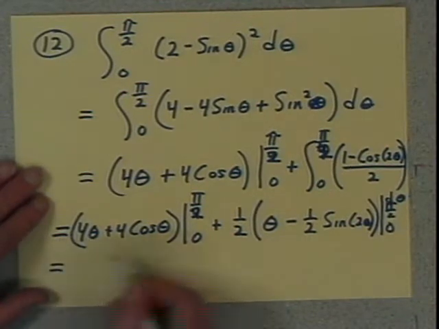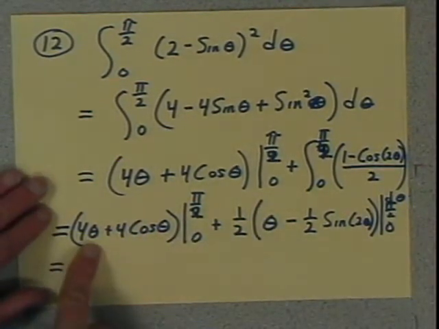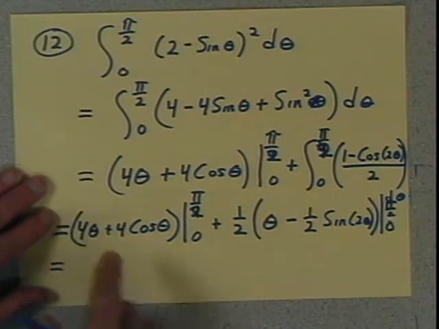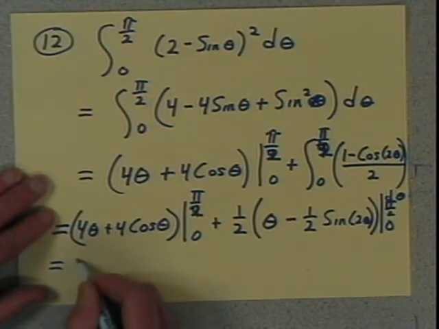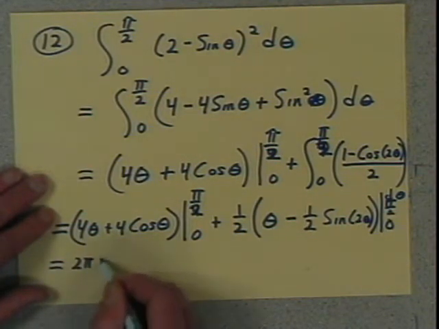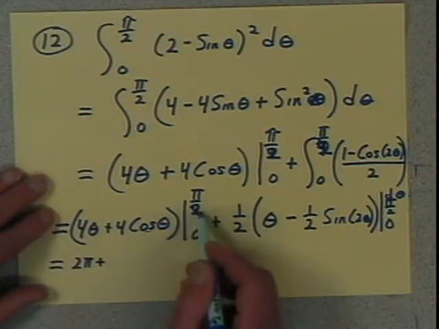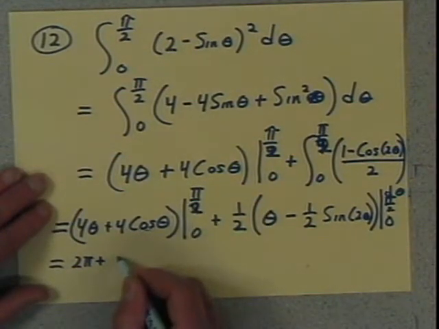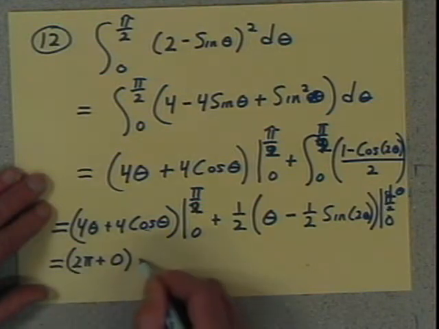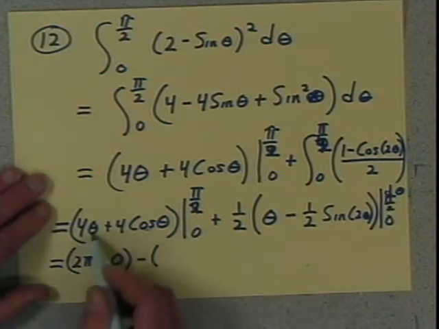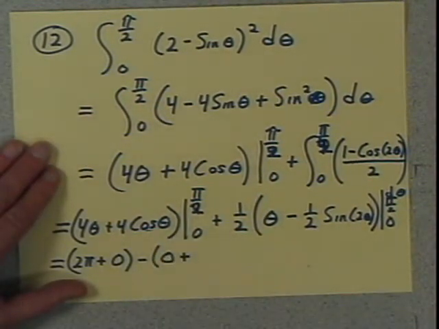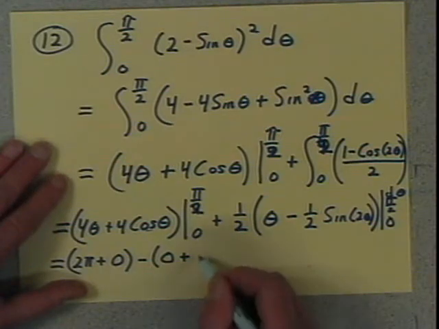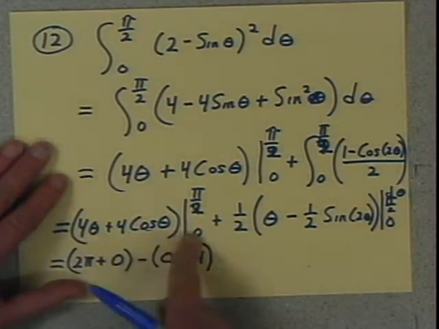Okay, now it's time to evaluate. If I put pi over 2 in, what does this become? This one. Replace theta with pi over 2. 2 pi. Okay, what's the cosine of pi over 2? It's 0. Okay. Minus, what happens if I put 0 in for theta? 0. And that'd be plus, what's the cosine of 0? 1. So that becomes 4. Okay, that part's finished.